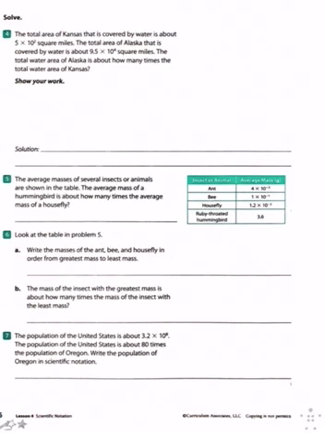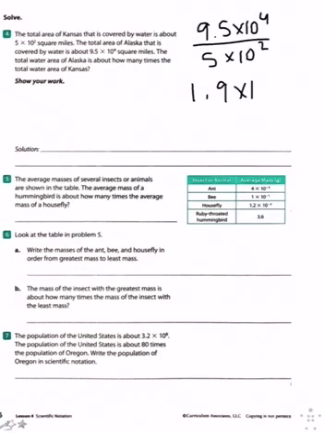Number 4. The total area of Kansas that is covered by water is about 5 times 10 squared miles. The total area of Alaska that is covered by water is about 9.5 times 10 to the 4th square miles. The total water area of Alaska is about how many times the total water area of Kansas? So I set up my problem, 9.5 times 10 to the 4th divided by 5 times 10 squared. 9.5 divided by 5 is 1.9 times 10 squared, because I subtract my exponents. 4 minus 2 is 2. I take my decimal point and I move it 2 times, and I get 190 times greater.